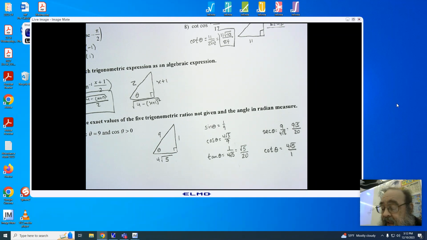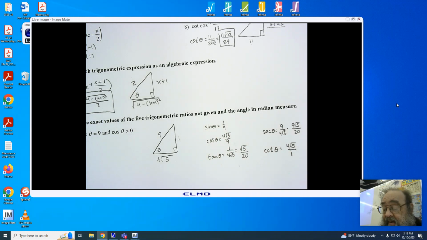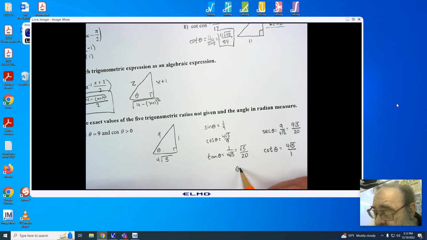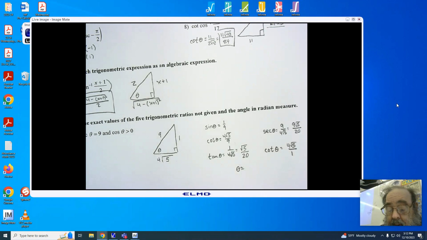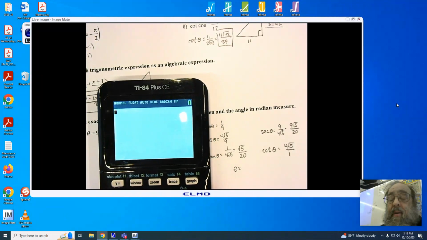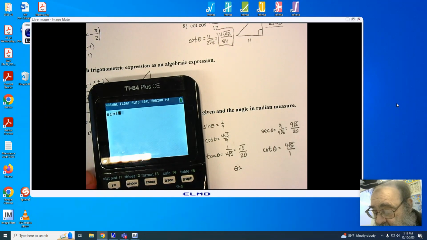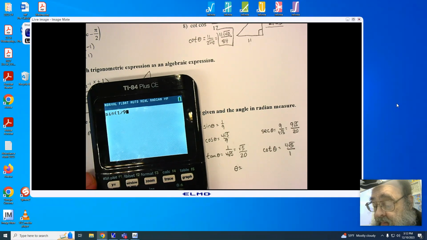to find this angle theta. And I'm going to use my arc sine since it's a positive. If I had a negative, I would use the cosine. Now we are looking for our ratio in radian measure, or our angle in radian measure. So I'm going to go ahead and put my calculator down so that you can see what I'm doing. I'm going to go ahead and I'm going to put the sine of 1 divided by 9.